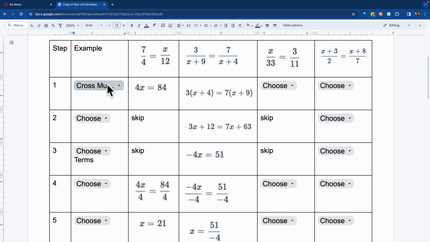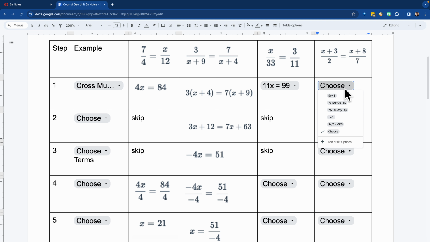So we would cross multiply. If you look across this first row, it's already done in these first two examples. But in the third and fourth examples, it's not done, so I want to see what it would look like. Cross multiplying means I'd multiply 11 times the x and 3 times the 33. Out of this list of options, the one that would work is 11x equals 99. That would be the result from cross multiply.